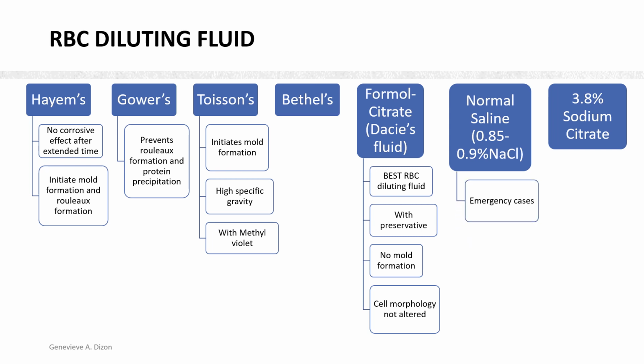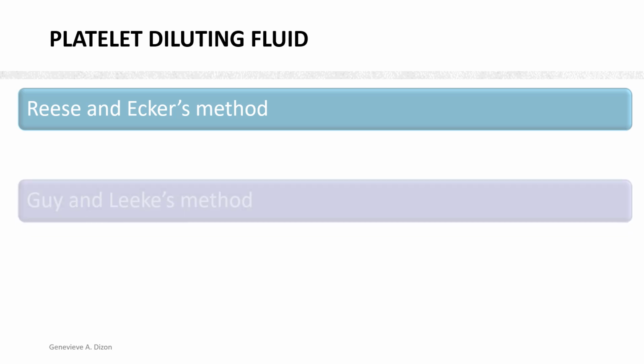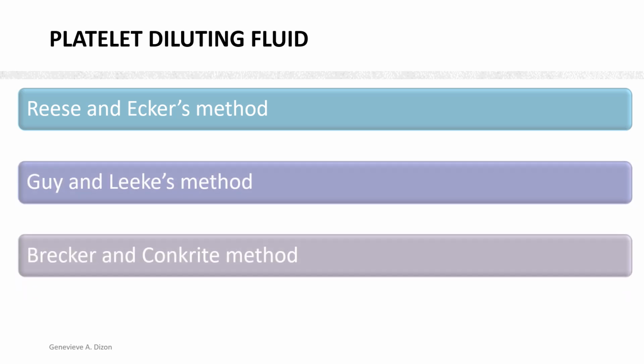Normal saline solution is used in cases of emergency when no other RBC diluting fluids are available. It is also ideal for excessive rouleau formation and autoagglutination of specimen. The diluting fluid used for platelet counting depends on the method employed. Examples of these methods are Rees-Ecker's method, Guy-Leake's method, and Brecher and Cronkite method. The Rees-Ecker's diluting fluid preserves red blood cells, which is considered as a disadvantage because the red blood cells may visually interfere with the counting of platelets.